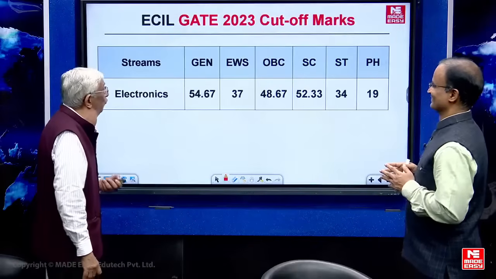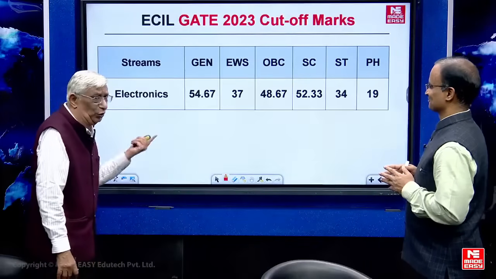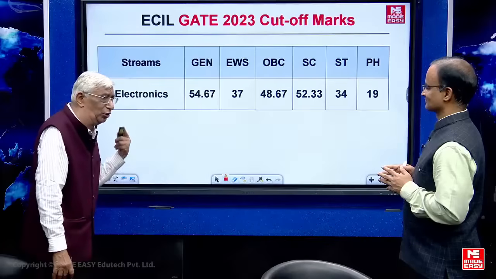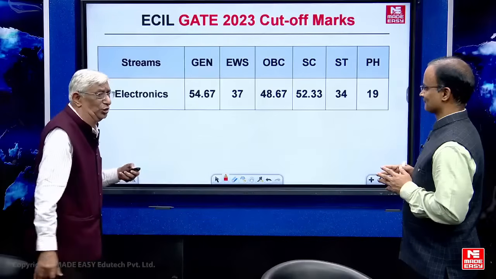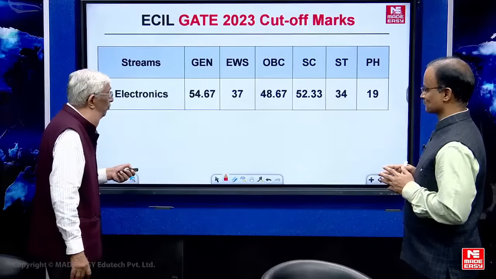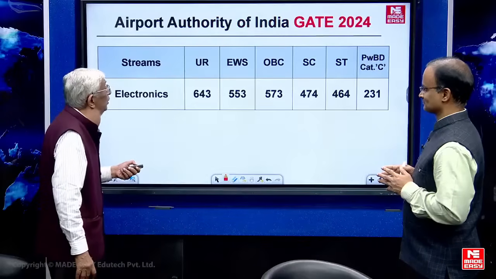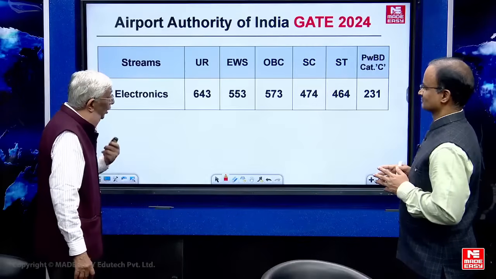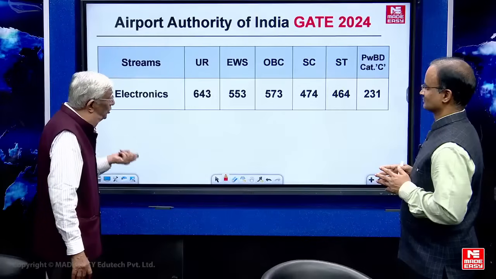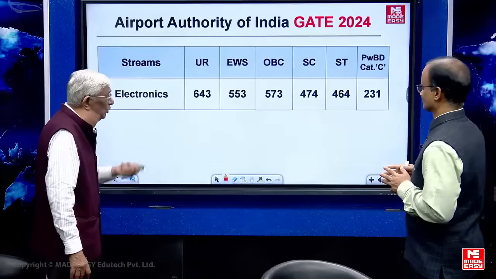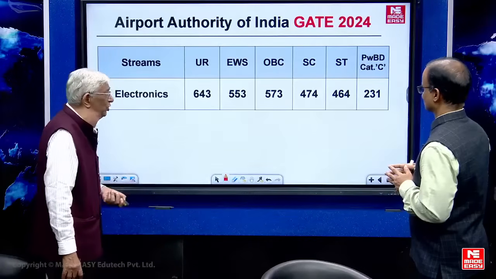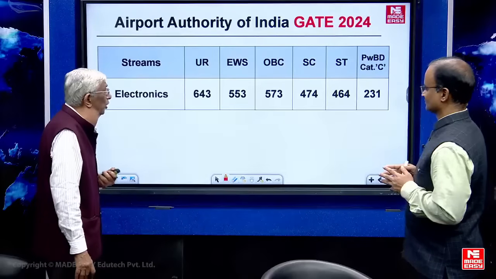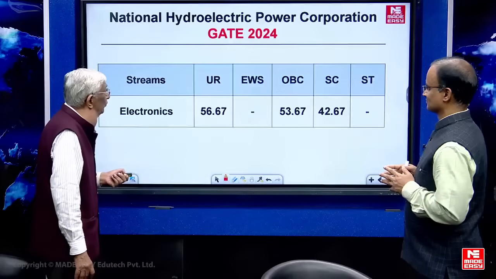For ECIL, in 23 they had recruited based on GATE. Now they are conducting their own exam. I think the notification has already been released. Some of you might be applying for it. Airport Authority, direct recruitment based on GATE scorecard. The 24 cutoff was 643. The 25 cutoff is not available as of now, so therefore not furnished here.